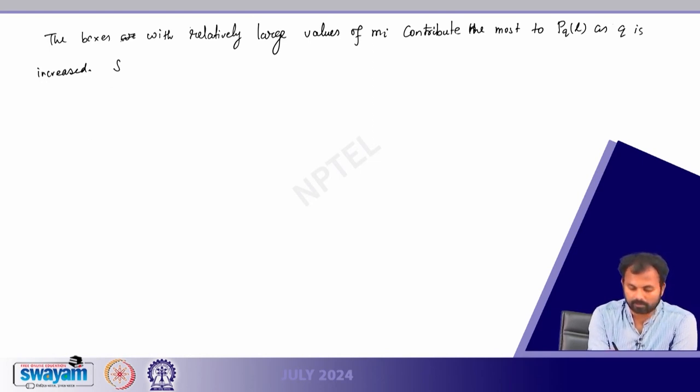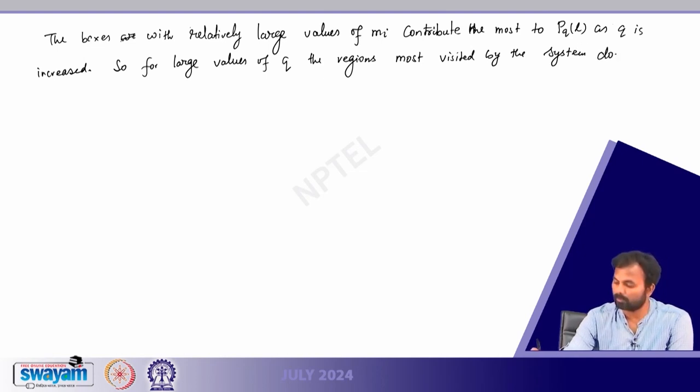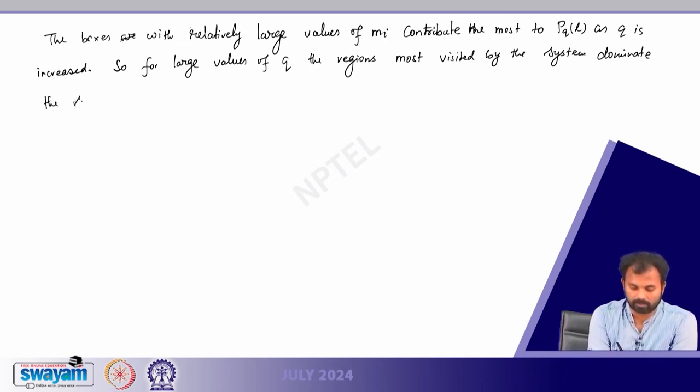So, for large values of Q, the regions most visited by the system dominate the sum in equation number 5.